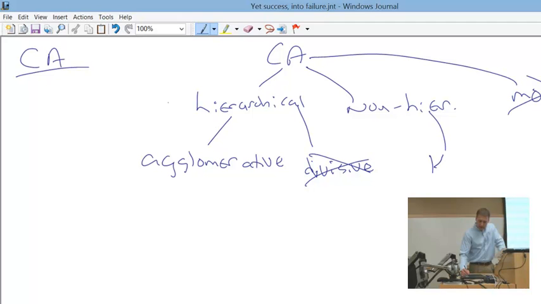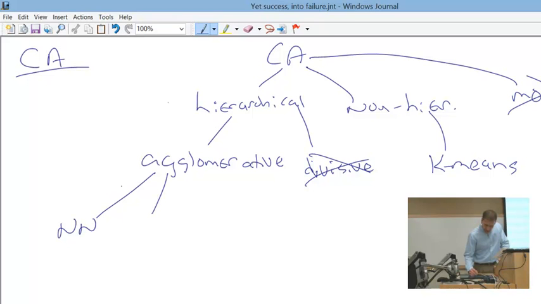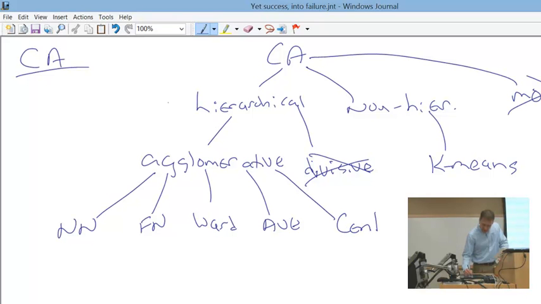With non-hierarchical, there's, for example, k-means clustering. There's k-medians clustering. There are other methods, but we just focus on k-means. Then under agglomerative, we looked at a whole bunch of different ways to do that. We looked at nearest neighbor. We looked at farthest neighbor. We looked at Ward's method. We looked at the average method. And we looked at the centroid method. Make sure you understand those particular methods.